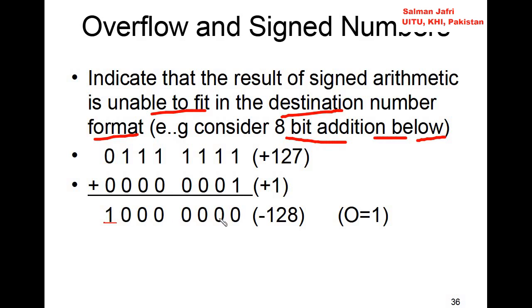Now this was the sign bit. This sign bit has become 1 as a result of the instruction. Now 1 0 0 0 0 0 0 0 is -128. But we know that +127 plus 1 should have been +128. So because of this overflow, this result is incorrect and the overflow flag becomes 1 to indicate this particular error.